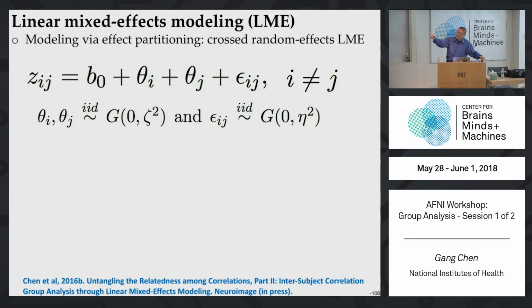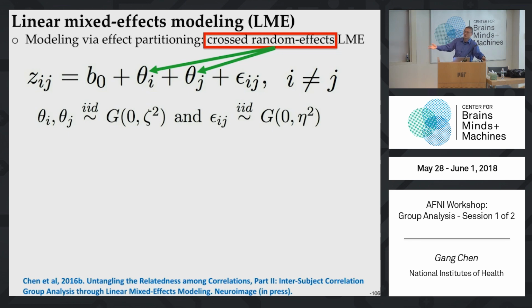So on the right-hand side, we do this. First, we have the intercept, which is basically the group average correlation. It's a z-score, of course, and that's the population average. Then we have two extra terms that show the contributions from the two subjects, subject I and subject J. Then the last term is the residuals.